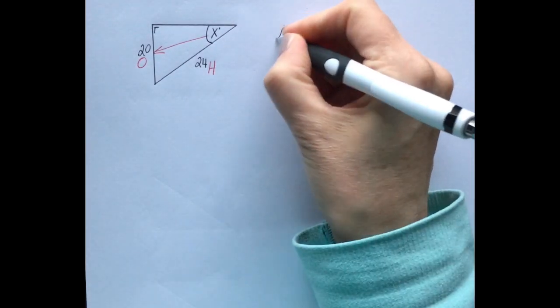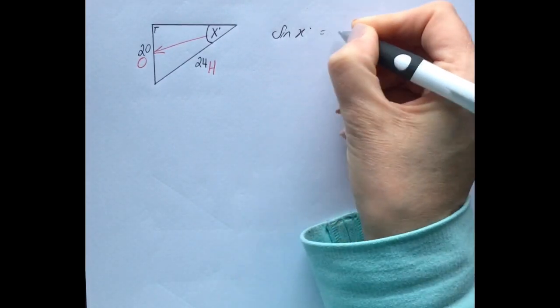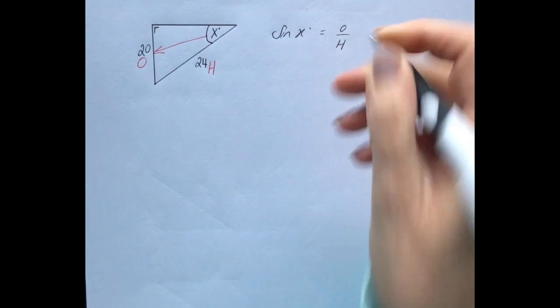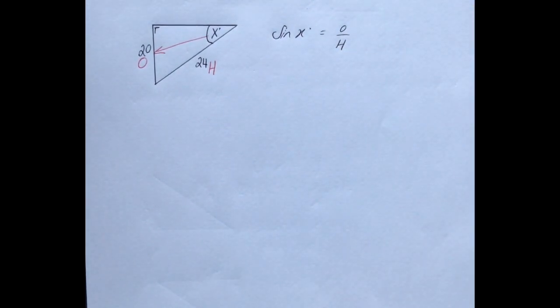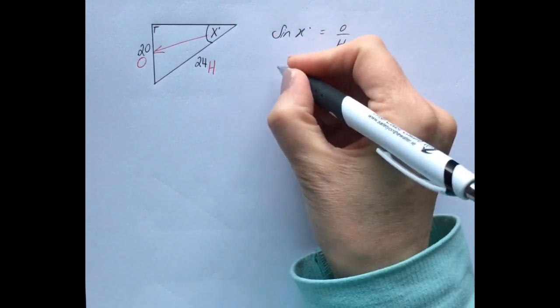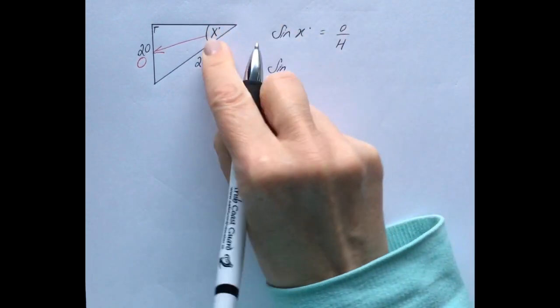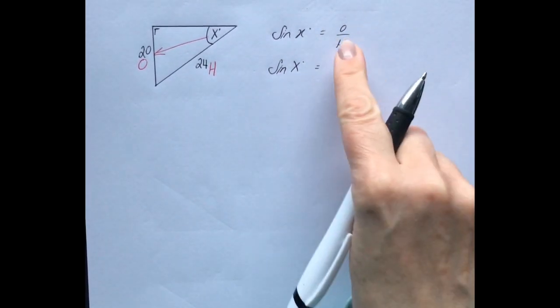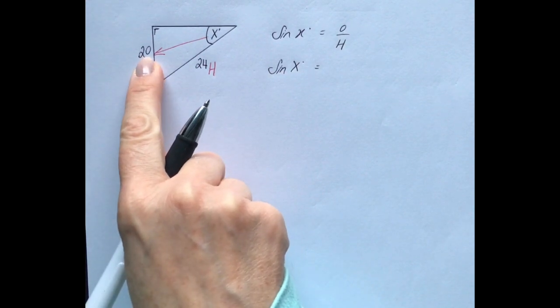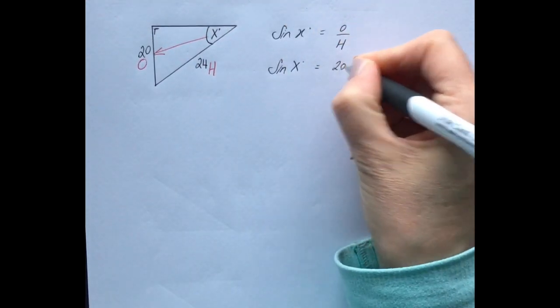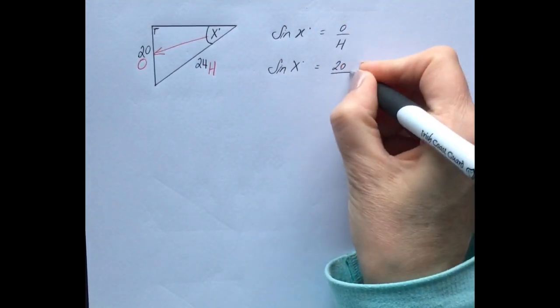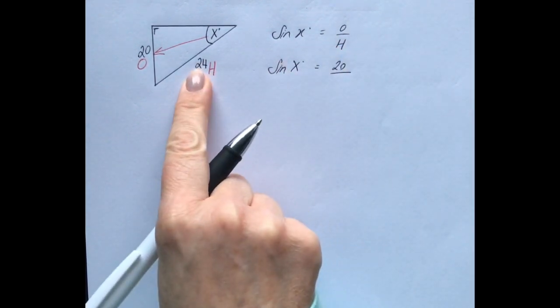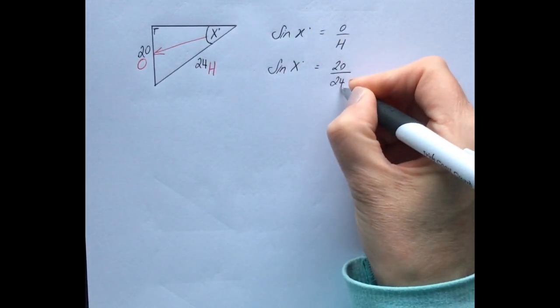So let's write that down for ourselves. Sine of the angle is equal to the opposite over the hypotenuse. Okay, so let's fill in what we know. Sine of the angle. Well, the angle I don't know, and it's just marked as x, so I'll put it in as it is. Equals, now the opposite side I know is 20, divided by the hypotenuse side, which I know is 24.